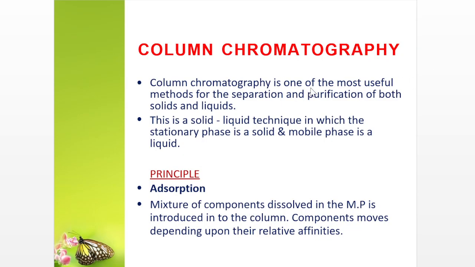Column chromatography is one of the most useful methods for the separation and purification of both solids and liquids. This is a solid-liquid technique in which the stationary phase is solid and the mobile phase is liquid. Now, what is the principle of column chromatography? It is based on adsorption. A mixture of components dissolved in the mobile phase is introduced into the column, and components move depending upon their relative affinities.